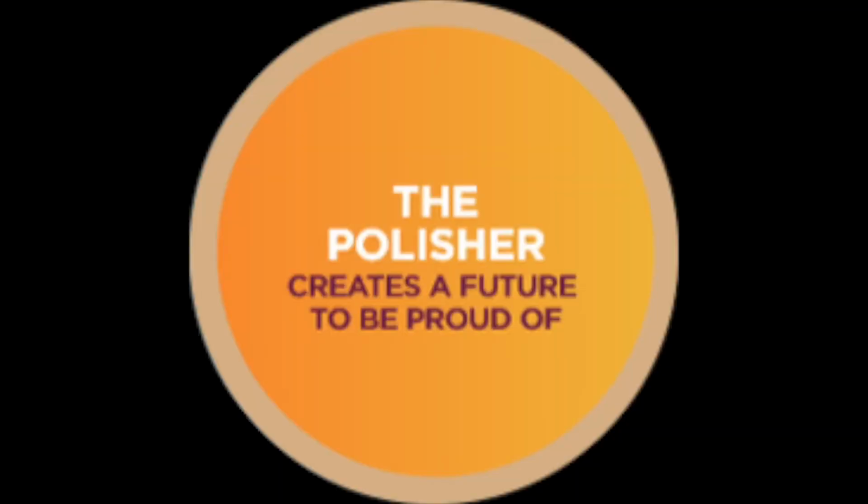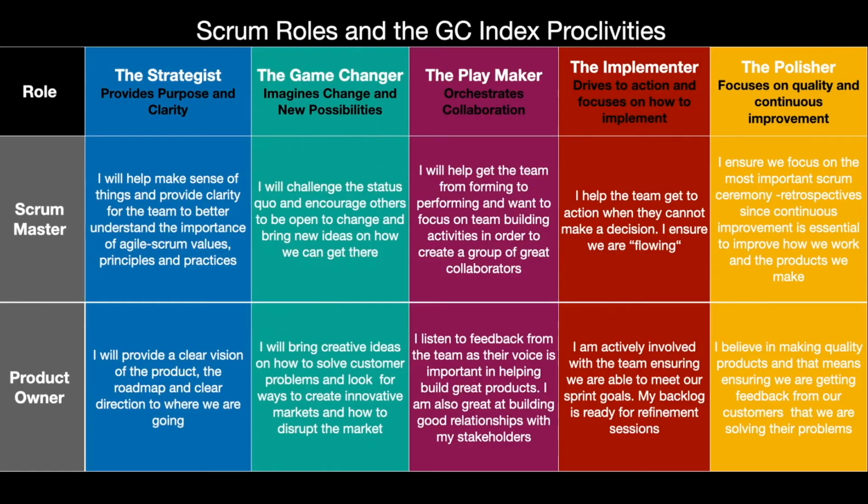Let's look at the polisher. Now, a Scrum Master that has high inclinations as a polisher is going to focus on quality and continuous improvement. This is where you'll see in retrospectives or anything the team's doing that it's all about the possibilities and ways to improve. They're looking at quality, making sure that we do the right things. Think about it also in process.